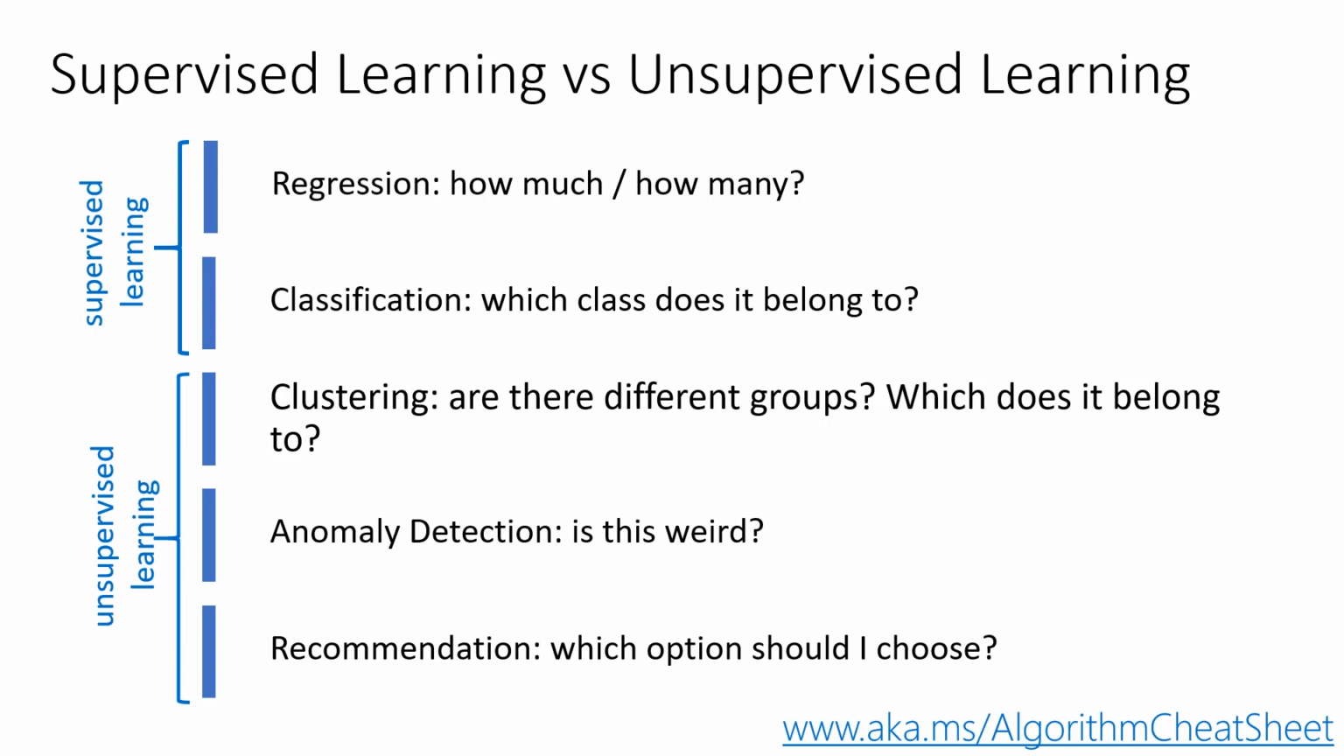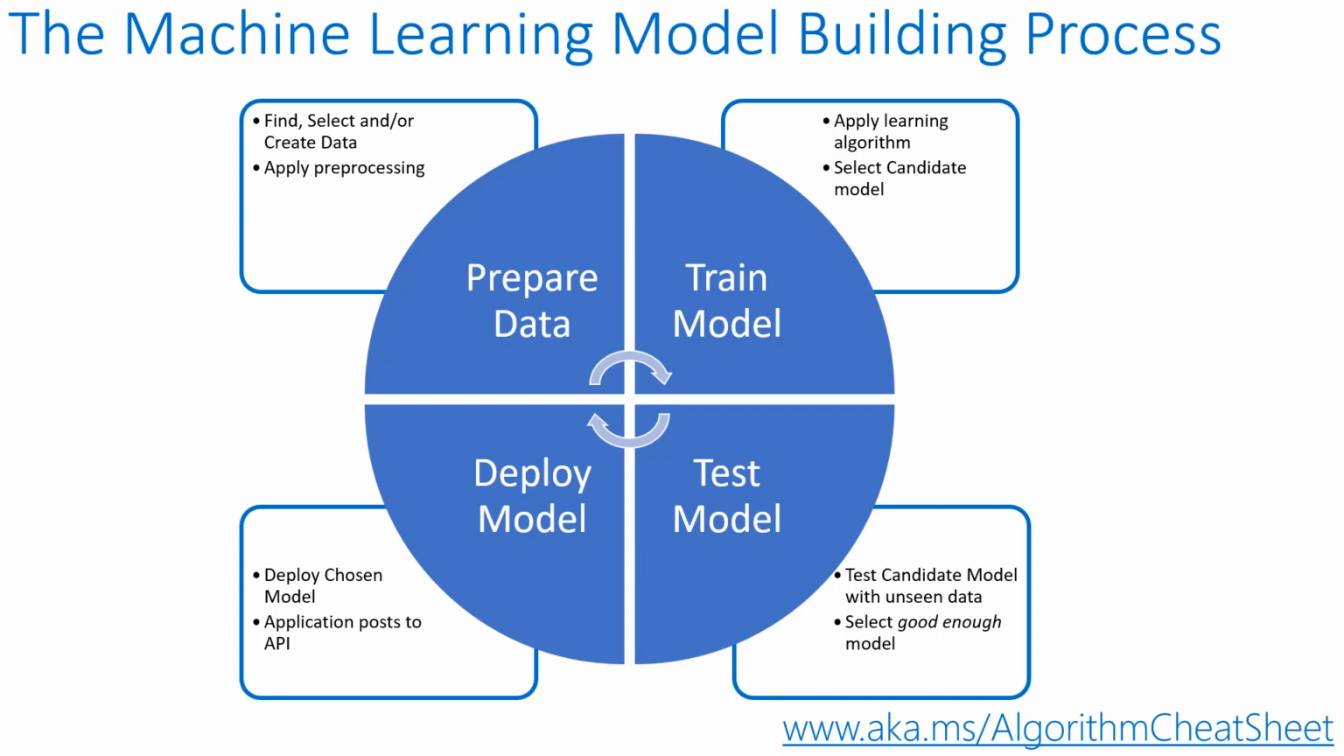Now that we have a bit of understanding of what machine learning is, let's look at the model building process at a high level. As you can see, there are four main stages: prepare your data, train your model, test your model, and operationalize your model. Prepare your data. In this stage, you need to find, select, and create the data, applying pre-processing techniques and also fill gaps in your data.